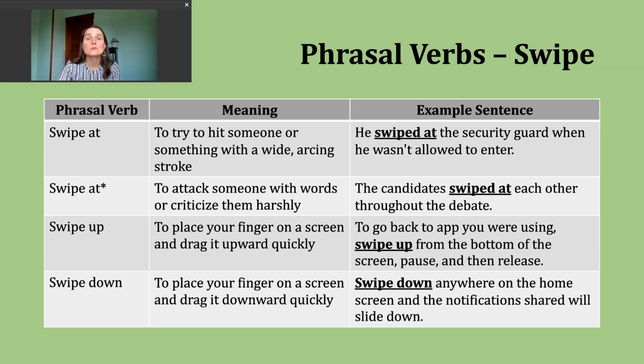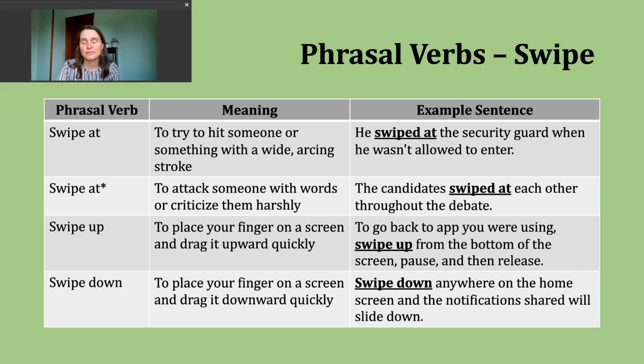Now, a second way swipe at gets used is to mean to attack someone, but this time you're doing it verbally. You're doing it with your words, or you could just be criticizing them very harshly. An example of this might be, the candidates swiped at each other throughout the debate. Right? So here maybe we have some name calling, again, really personal attacks, perhaps. All of that would be implied. Again, using their words, nothing physical there.